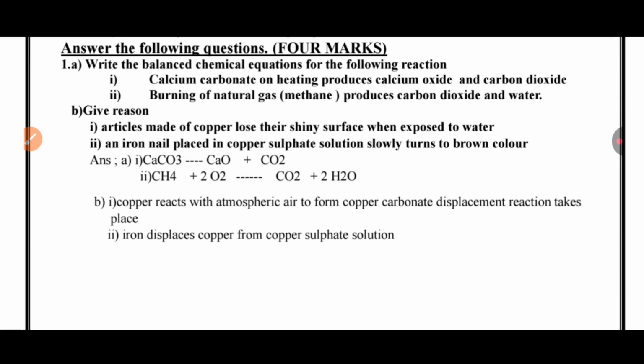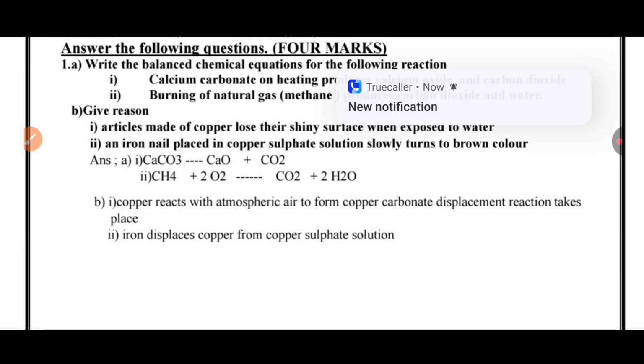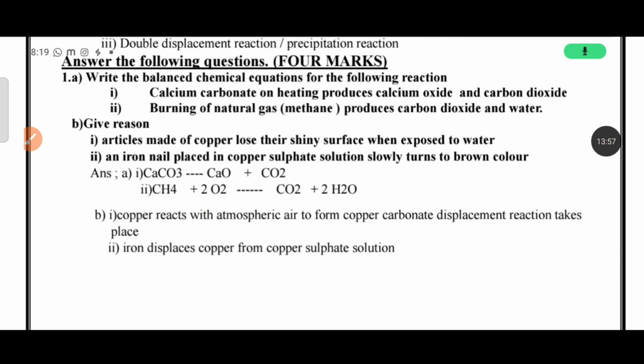So CaCO3 gives CaO plus CO2. CH4 plus 2O2 gives CO2 plus 2H2O. So the second question's answer is, copper reacts with atmospheric air to form copper carbonate. A displacement reaction takes place: iron displaces copper from copper sulfate solution.